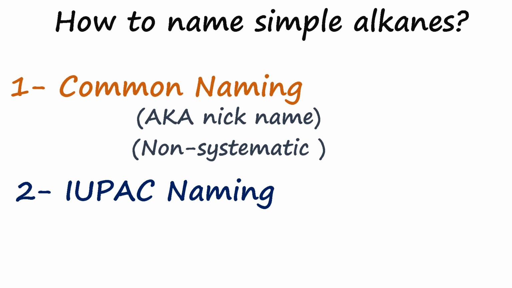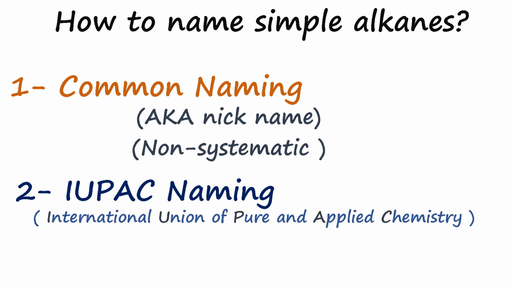And then we have the more systematic naming, the IUPAC naming, and IUPAC stands for the International Union of Pure and Applied Chemistry. This system is systematic and gives the chemist a step-by-step process to describe the organic molecule.